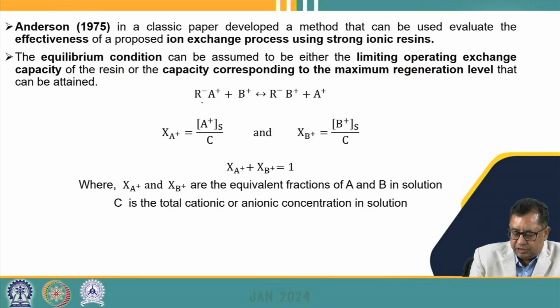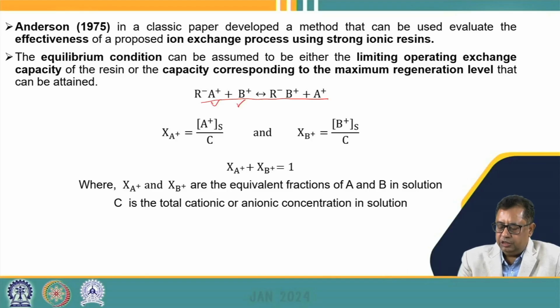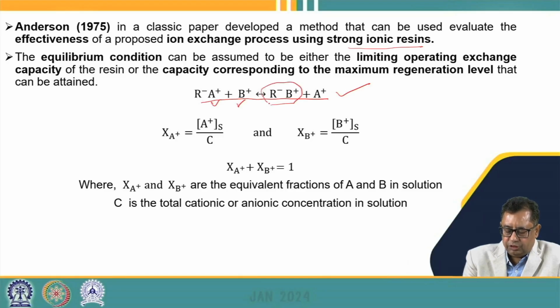So now we consider a very simple equation, that is R minus A plus, where the A plus ions are being replaced by B plus ions. That is, we are talking here of an ion exchange process involving two monovalent ions. Anderson in 1975 discussed this process of ion exchange using strong ionic resins. So this equation can be applied to strong ionic resins, and here we can see that the B plus ions are replacing the A plus ions. The B plus ions are going onto the resin and the A plus ions are going into the solution.